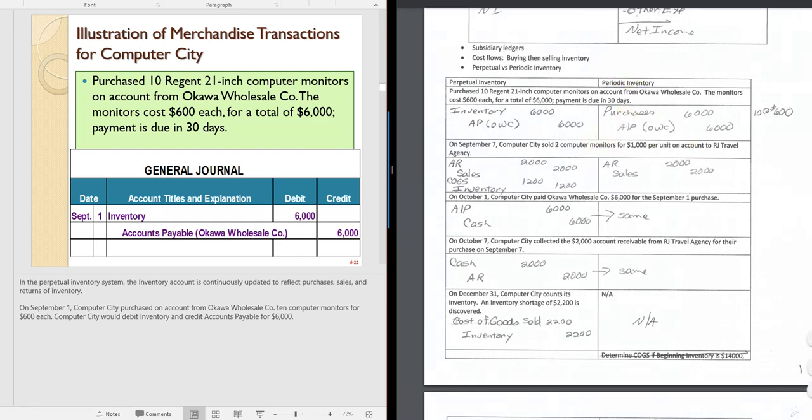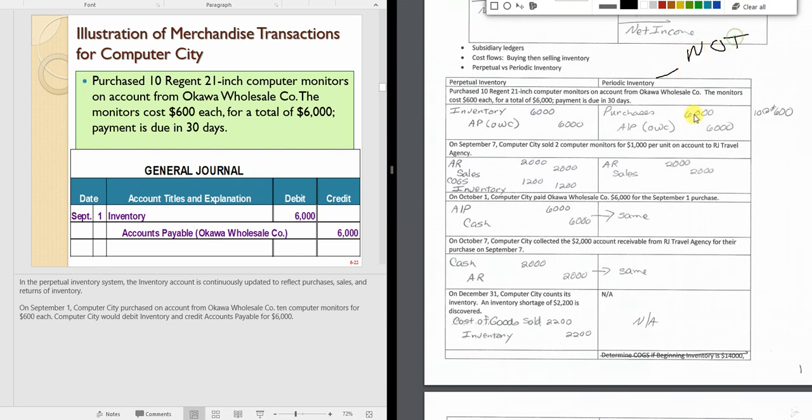What's kind of unique about periodic inventory is that during the year I do not have an inventory account, and I don't have a cost of goods sold account. I only have them at the end when I force the balances. During the year I do not have them. At year end, I'm going to force them to their correct balances. So under perpetual, I have inventory and accounts payable. Under periodic inventory, I put it into purchases. So I have 6,000 into purchases, and 6,000 into accounts payable. So right now they look exactly the same, like they're no different, except I call one purchases and one inventory.